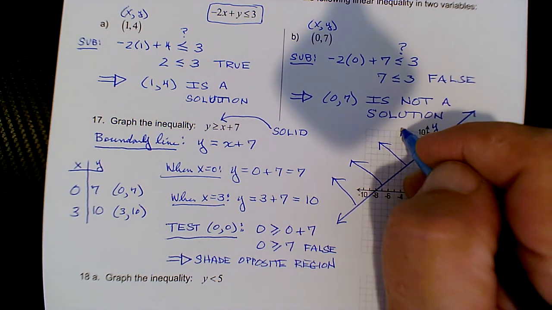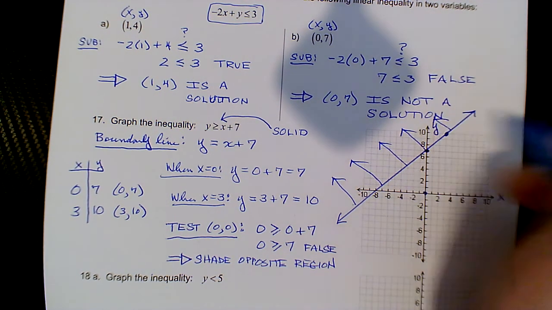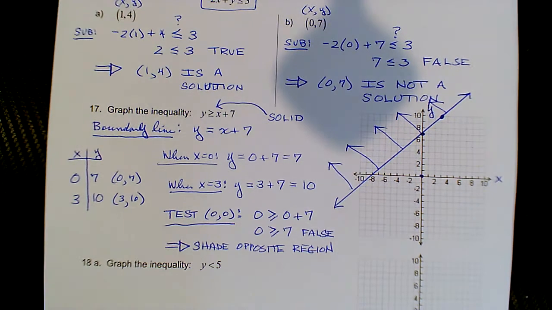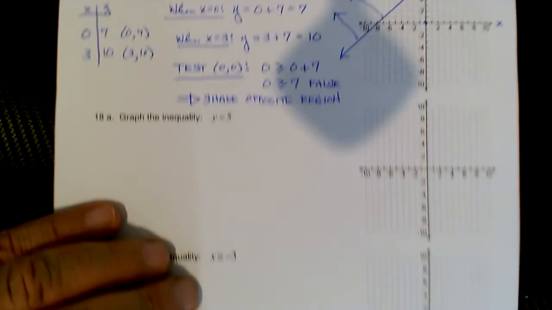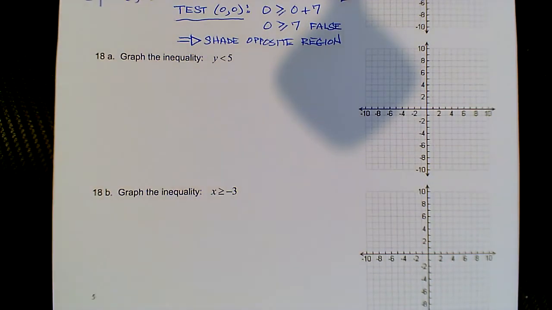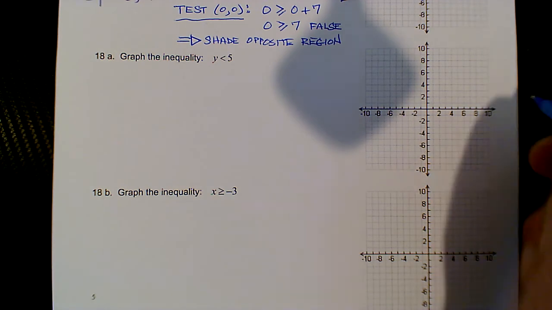And that region that we're referring to is again the region containing the point 0, 0, which, as I mentioned moments ago, could have been obtained intuitively because we saw it was below.